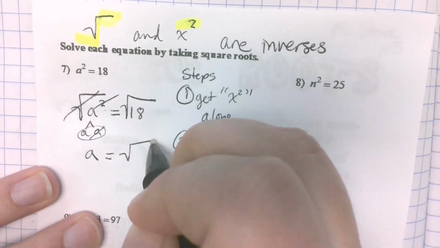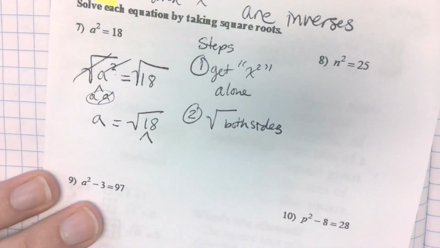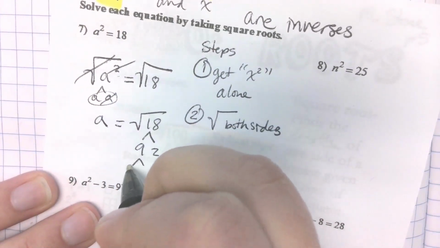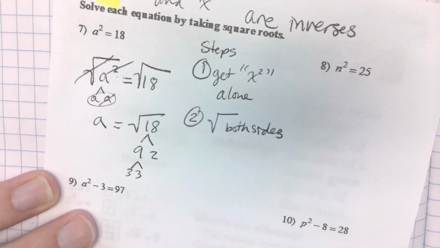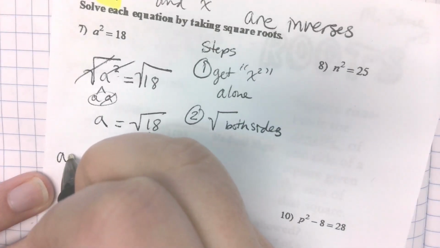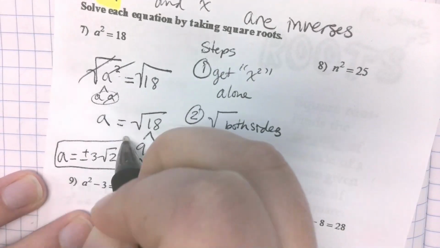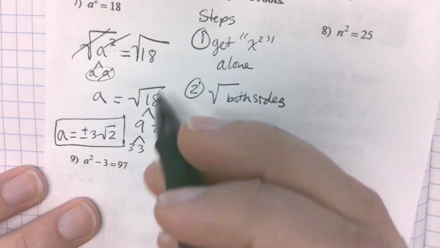And then all we're going to do is reduce this if we can. What are some things that multiply to 18? 9 and 2. Hey, look, 9's a perfect square. 3 and 3. You with me? So I get a equals plus or minus 3 square root 2. That's your answer. See how we took the 3 out?